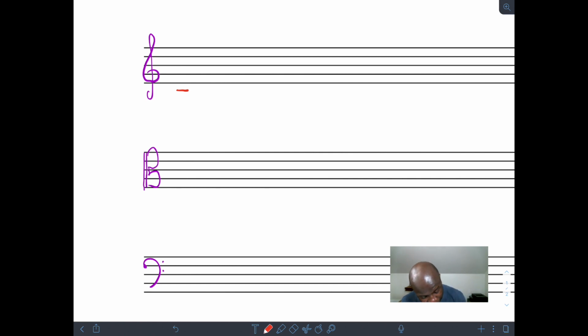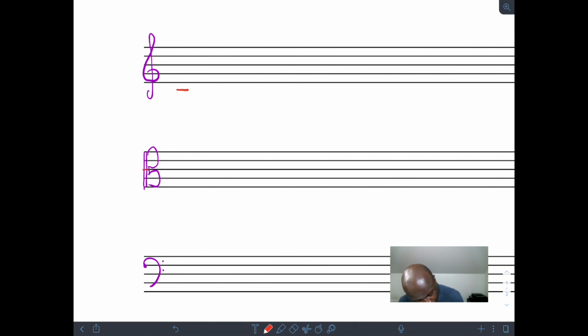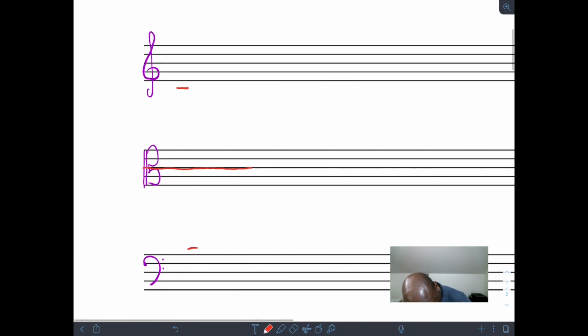On the alto clef, I sometimes joke that the alto clef is the only clef that actually makes any sense because it puts middle C in the middle of the staff. I try to draw it there, right? So that's where our red line is here. And the bass clef shows us the 5 staff lines just below middle C. So middle C is here, okay?